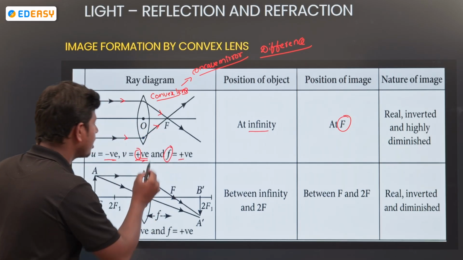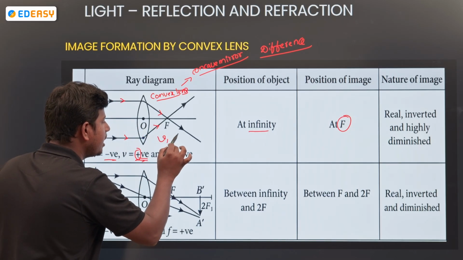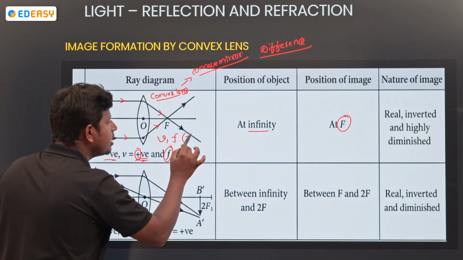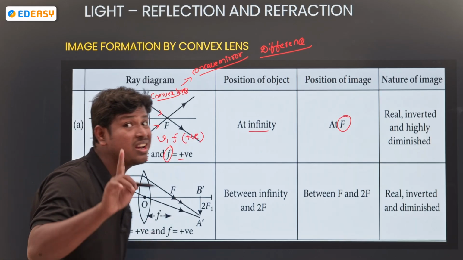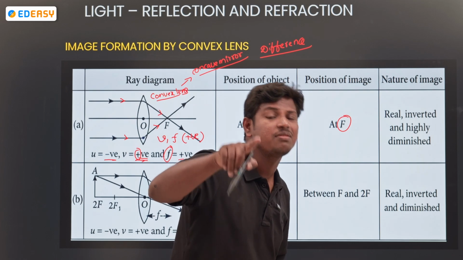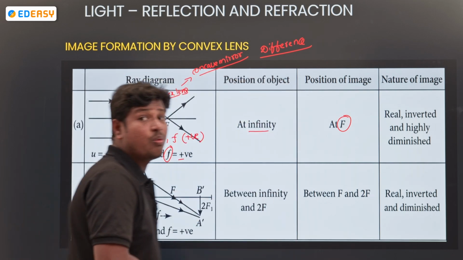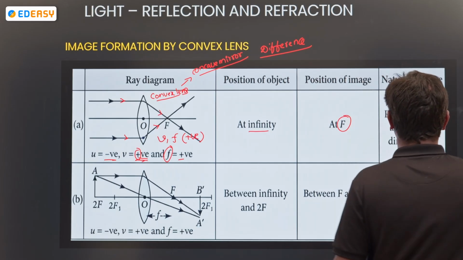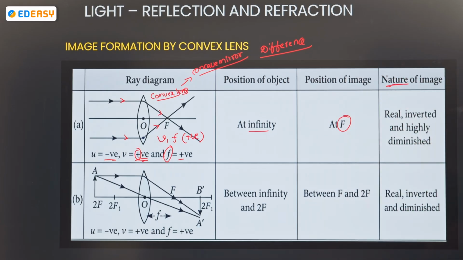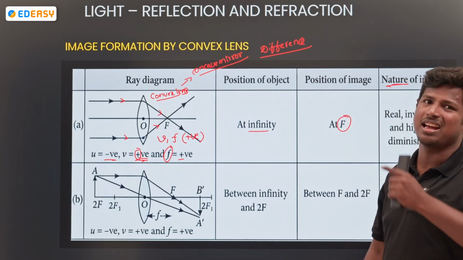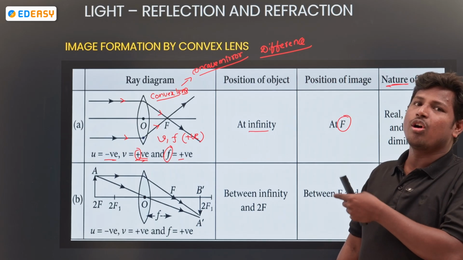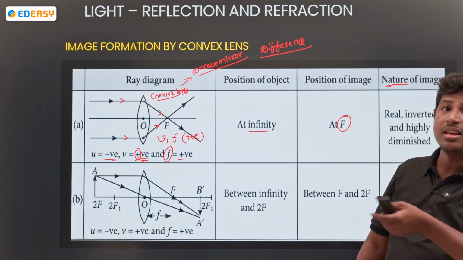So v and f are always positive except one case. That one case we will discuss later. Next, what about the nature? It's very important. You should know about the nature also. Which mirror? Concave mirror. We are comparing it with the convex lens.